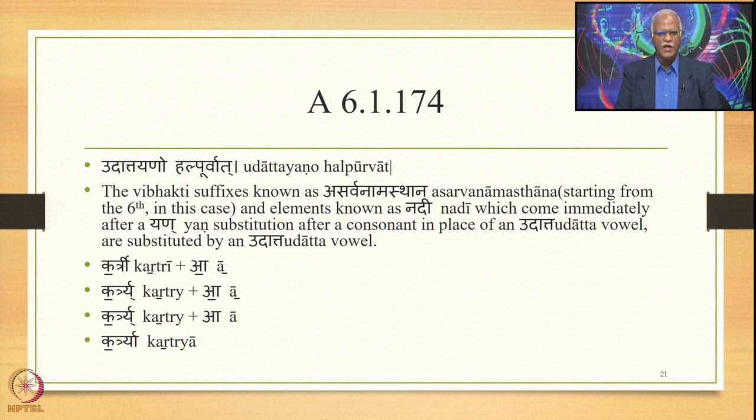We also observed that udatta yanohal purvat applies in the case of the vibhakti forms from instrumental onwards, where we derive the form kartriya in this particular fashion: kartri plus a, where you had kartri with ri as udatta followed by a, which is an anudatta. And now, because this ri, which is an udatta, gets substituted by yan, that is ya, this a, which was anudatta earlier, is now substituted by an udatta a. And so we have the form kartriya with the final vowel being udatta, which is a sup, and therefore originally stated to be anudatta. But now, because of the application of 61174, udatta yanohal purvat, this becomes udatta.